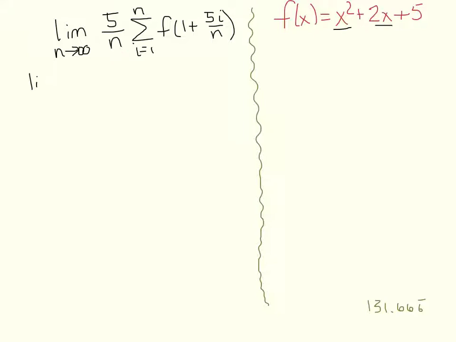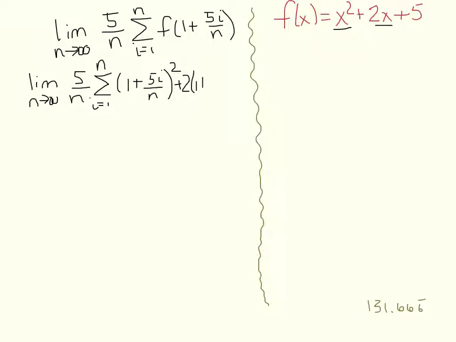So I'm really looking at the limit as n approaches infinity of 5 over n. I won't even talk this all out because I imagine you're going to hear me say it about 400 times if I do. f of x sub i is going to be 1 plus 5i over n squared. There's the x squared term, plus 2 of those, so plus 2 times 1 plus 5i over n, plus 5. And again, that came from substituting in x sub i here and here, and there's no need to substitute it in at the end because 5 is just a constant.